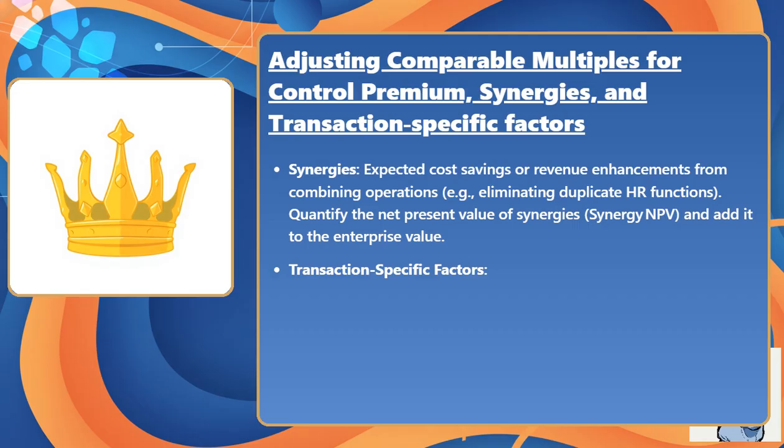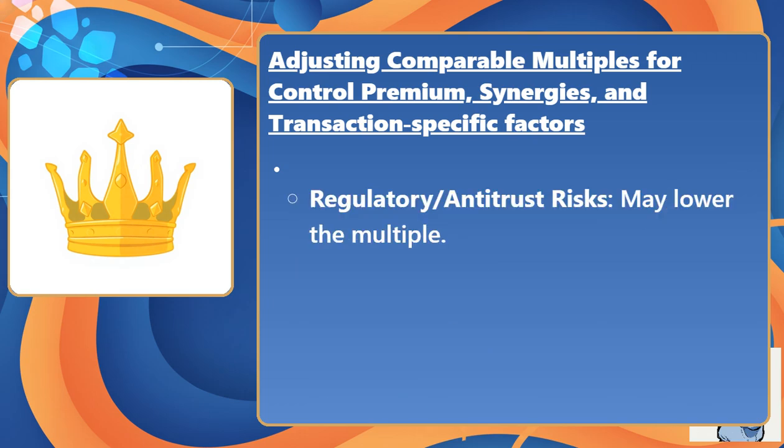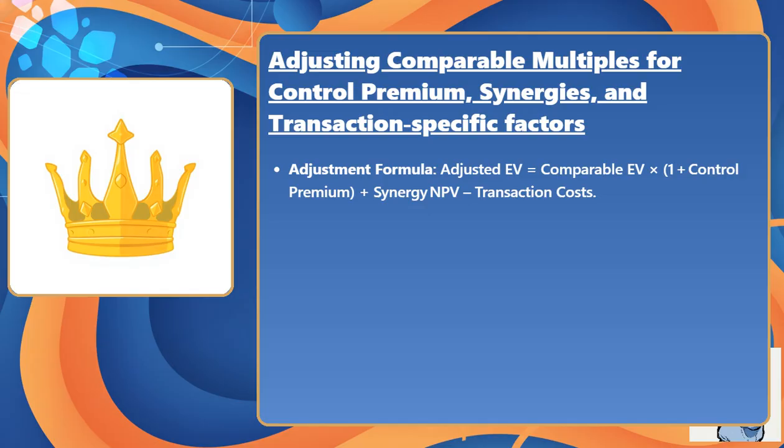Transaction-specific factors. Financing structure: if the deal is heavily leveraged, the buyer may demand a lower price because of higher risk. Regulatory antitrust risks may lower the multiple. Geographic spread: cross-border deals may incorporate a discount for integration complexity. Adjustment formula: Adjusted EV equals comparable EV times (1 plus control premium) plus synergy NPV minus transaction costs.